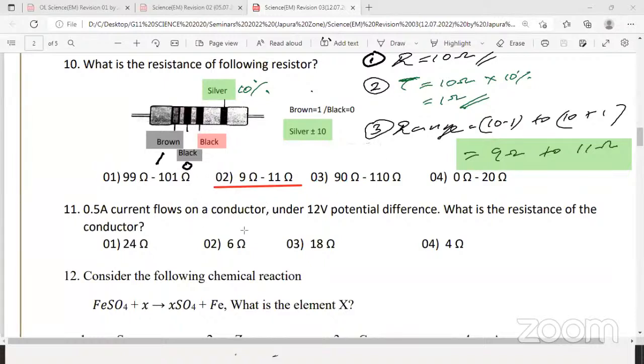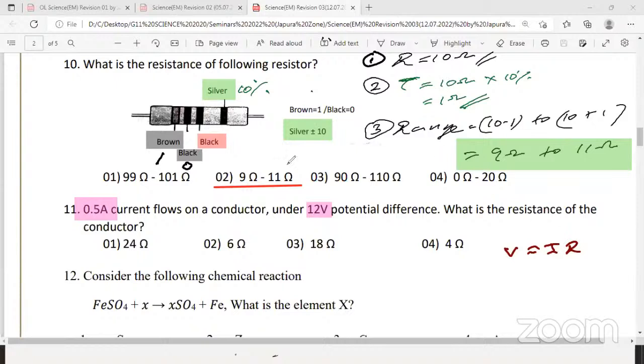Then question number 11. 11th MCQ, you have to use V equals IR because current given and voltage given. So when data given, equation should come to your head. Current 0.5 amperes, voltage 12 volt. They are asking the resistance. What is the equation? Ohm's law equation. V equals IR.